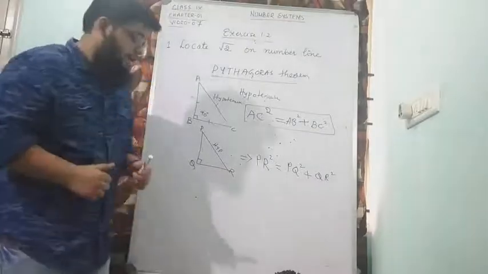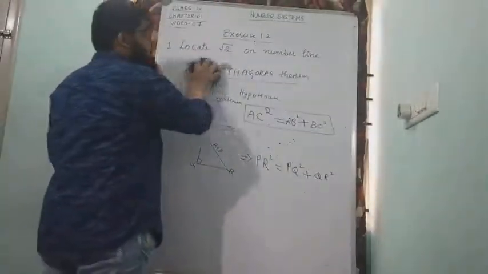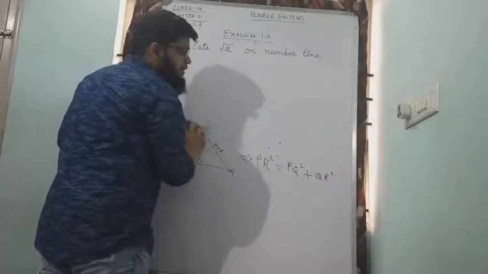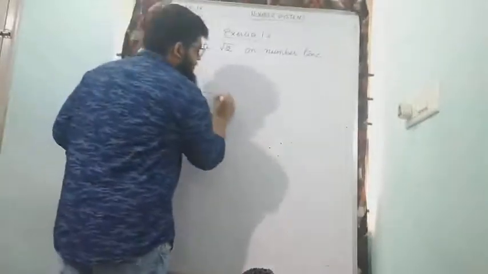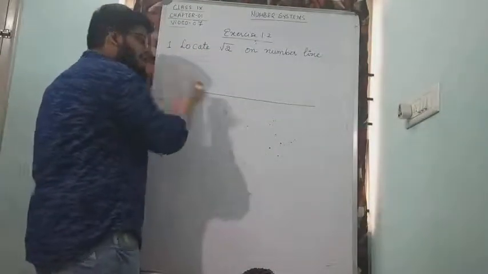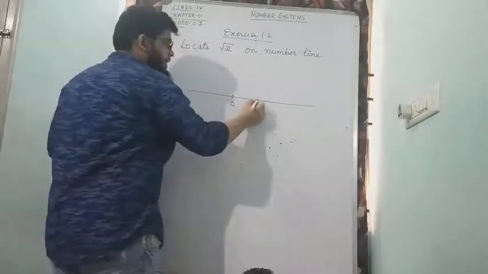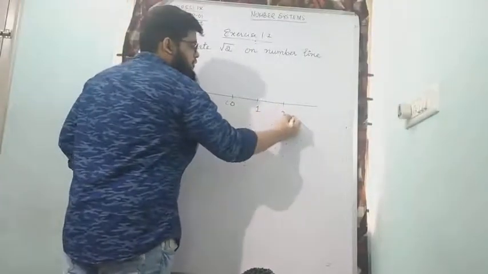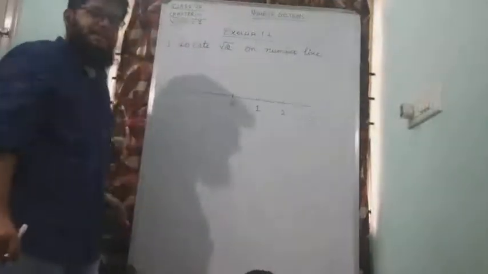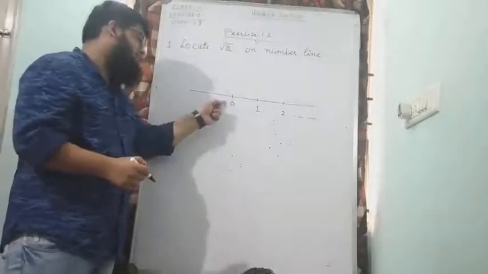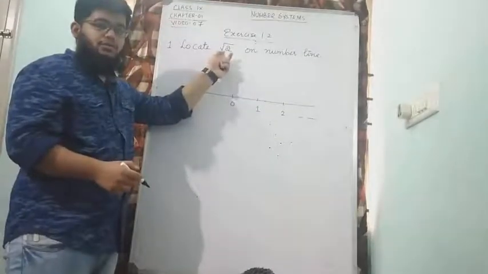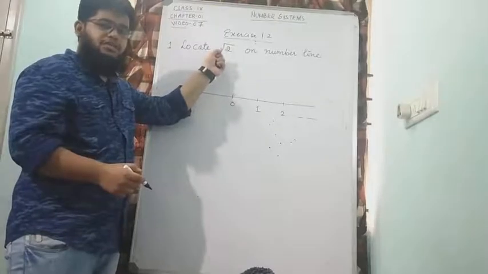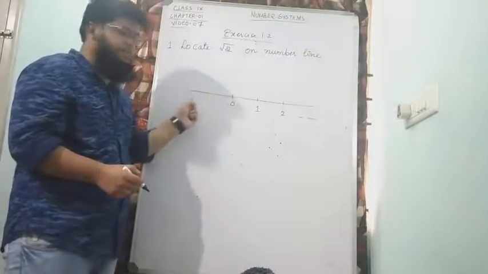So now coming to how to locate root 2 on a number line, because we have learned Pythagoras theorem, it is going to be helpful for us in locating root 2 on a number line. Let us suppose I have got a number line. I'll take 0, then 1, then 2 and so on. I don't need negative integers here because it is a positive root. I don't have a negative sign before the root sign, so there is no need of taking negative integers.